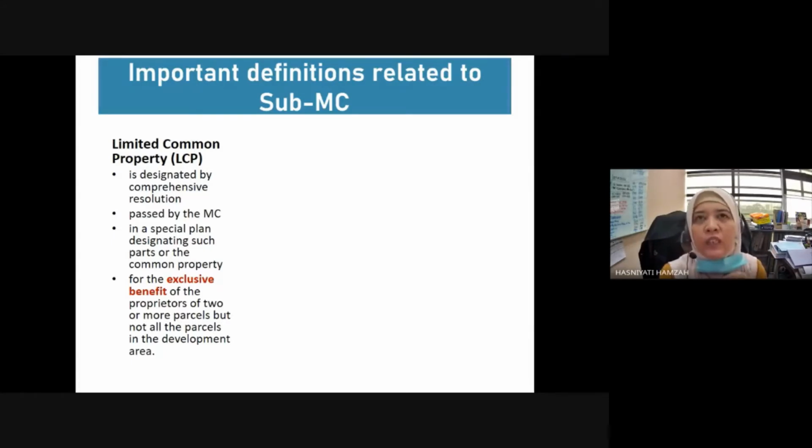Okay, before the resolutions become resolution, they are motions. Motion tu maknanya usul. Bila usul diputuskan, dia menjadi satu keputusan. Resolution is keputusan. Okay, passed by the MC. Again, I ask you, who is the MC? MC is everybody. MC is all the proprietors. Okay, here MC tu refers kepada management corporation, not the management committee. Okay, passed by the MC means passed by everybody. Not everybody lah. Comprehensive resolution needs only 2/3 of the votes, and then ada certain dates, by certain dates. So comprehensive resolution cuma perlukan 2/3 of the votes.